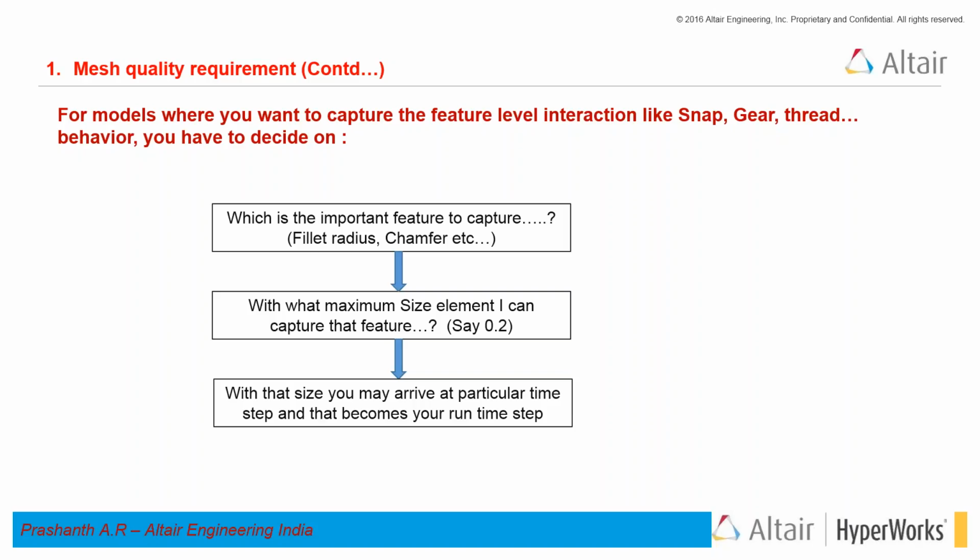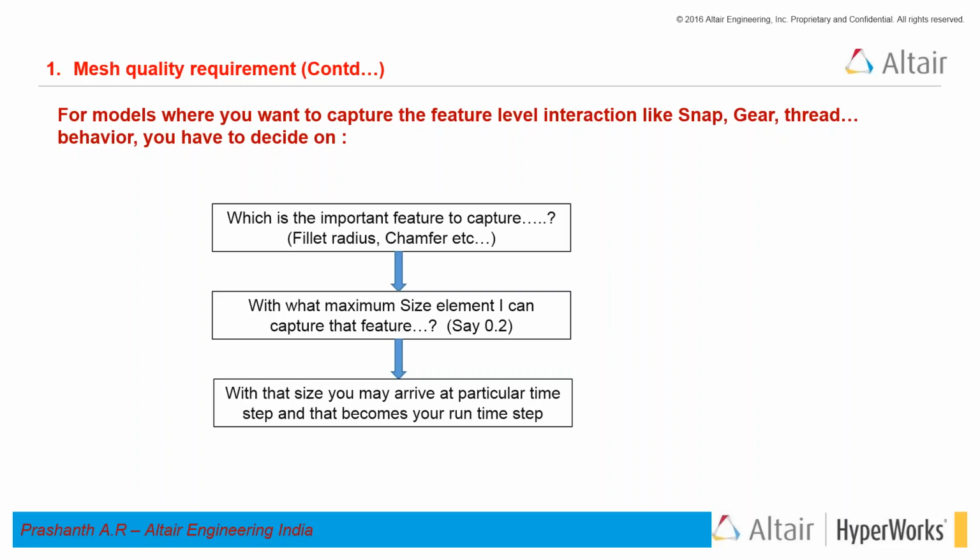Depending on that mesh, you may arrive at a particular time step. Say you may arrive at a time step of 1e-8 seconds, something like that. You have to live with it, because here feature capturing is important. Otherwise, it will not give you the intended physics and what you want to study. So we try our max to have the bigger elements, so that even the feature is captured, you will get the physics right. With that, you will arrive at the time step, and you have to run the model with that time step.